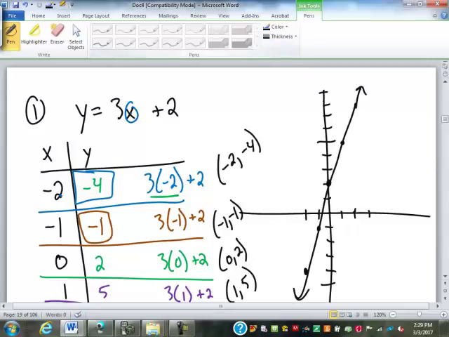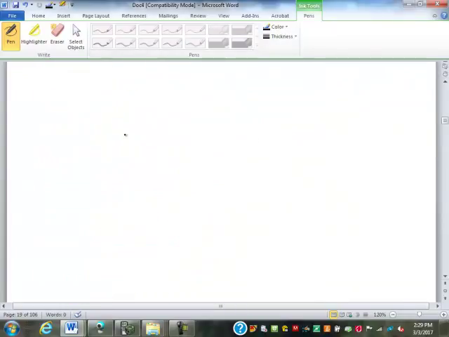Now, not all of our equations are going to form a line. For right now, I'm going to skip number 2 on this worksheet, and I'm going to jump to number 3, because I think you guys could probably do number 2 on your own. If we get time, we'll come back to it. But I want to make sure we get to some of these other examples. So we're going to jump to number 3 here.